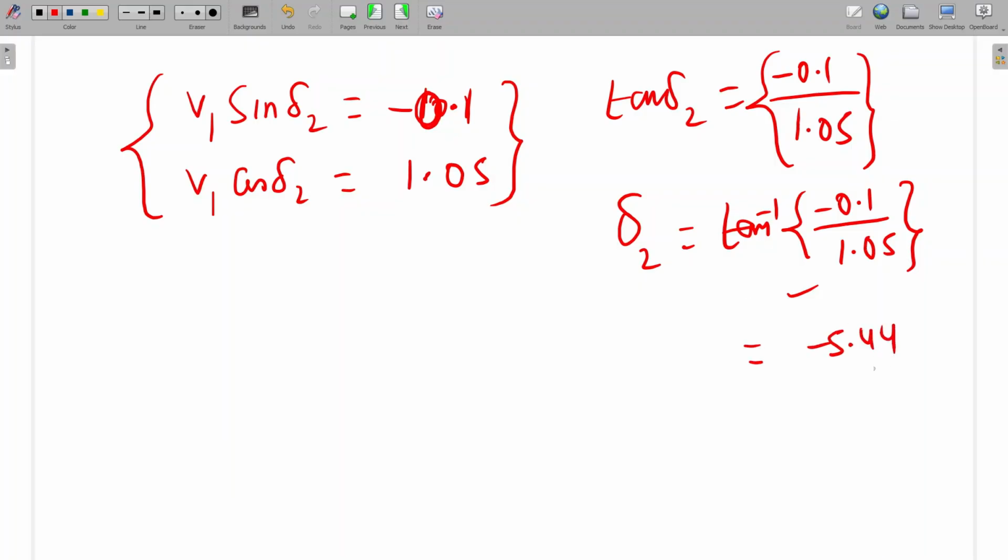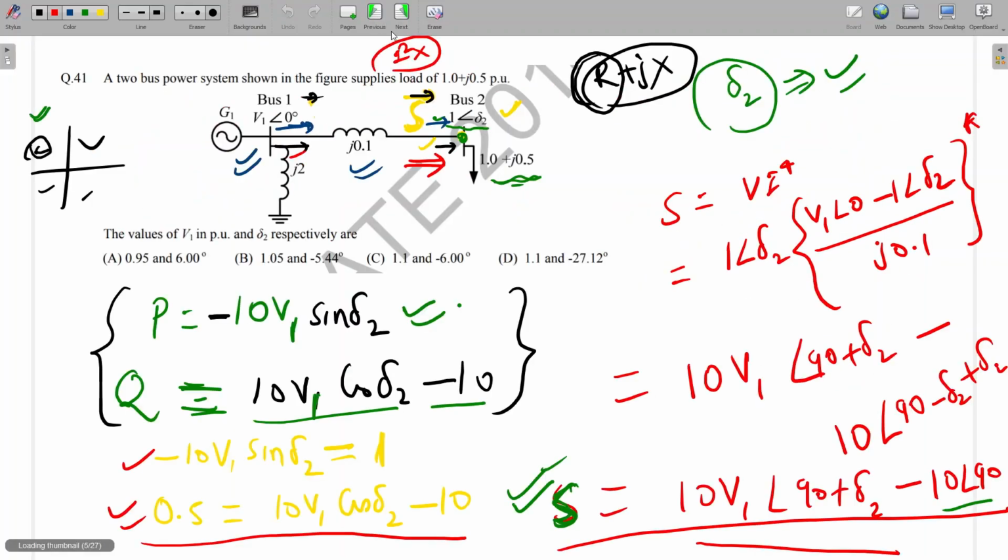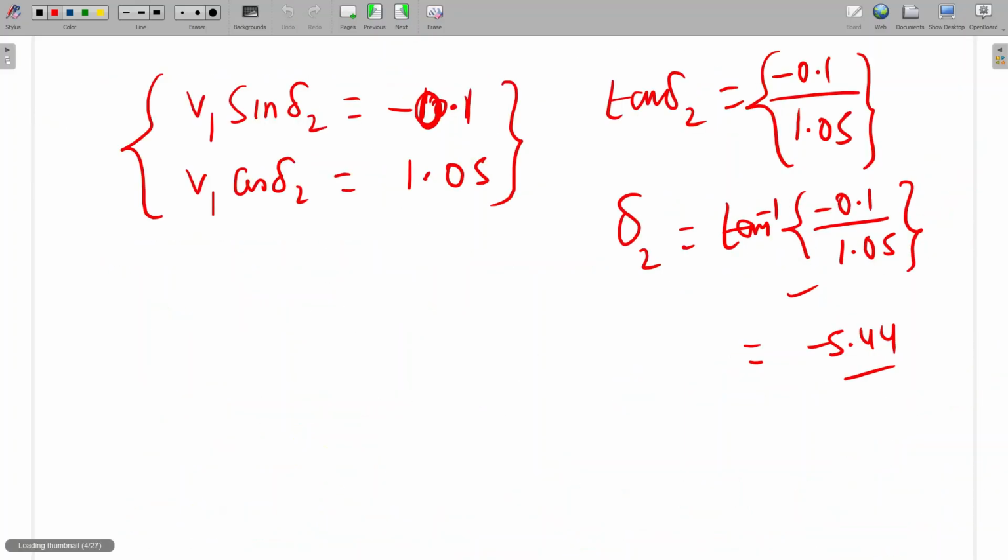So we have calculated delta 2. I already said that it should be negative only, but we have considered it positive, so it is coming as negative. So delta 2 value will be minus 5.44. This is in option 1 only. So if in the exam we are calculating, like an optional question, there is no need to calculate all the things. If one value is matching, directly we can take that option. No need to calculate V again. But V also we can calculate. So V1 sin of minus 5.44 should be equal to minus 0.1. So the V1 value we can calculate from here.